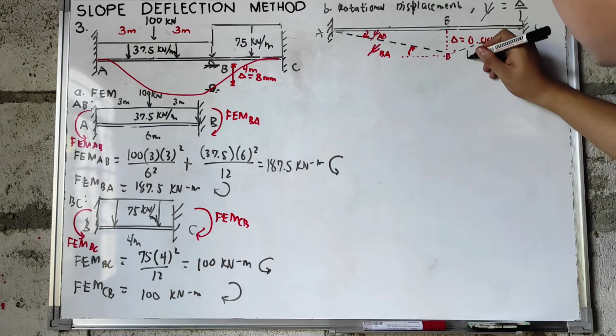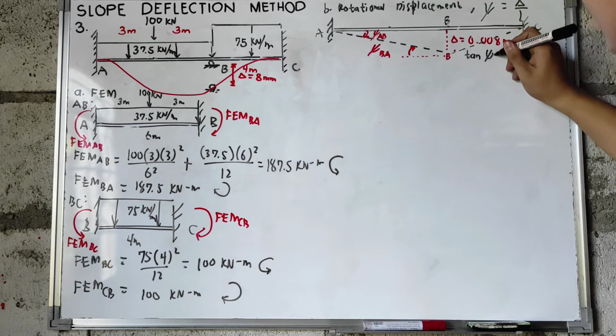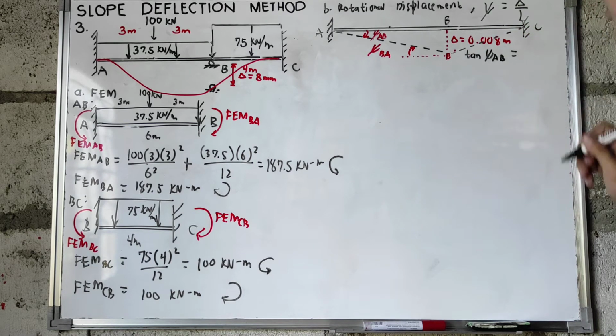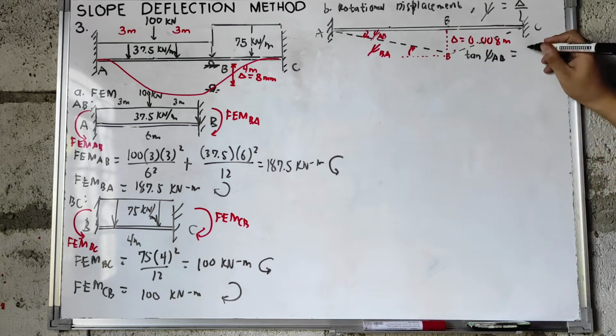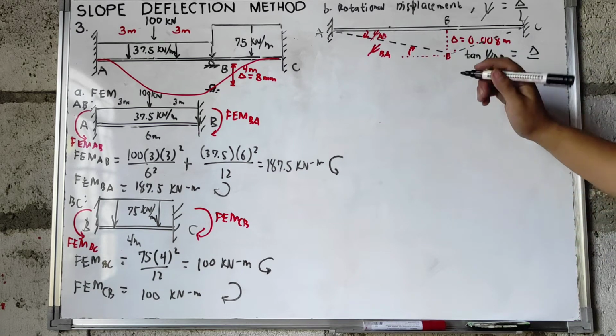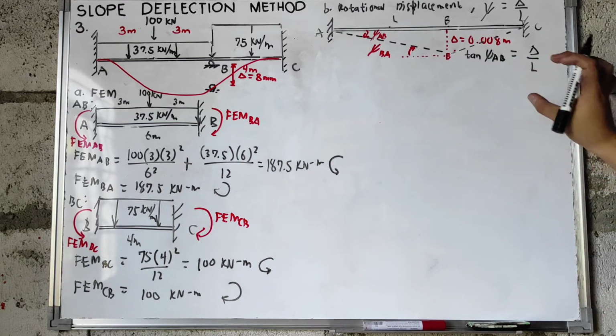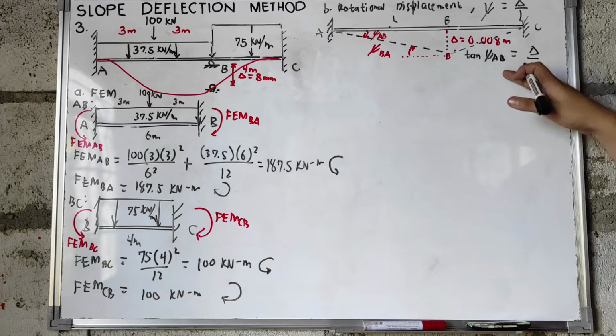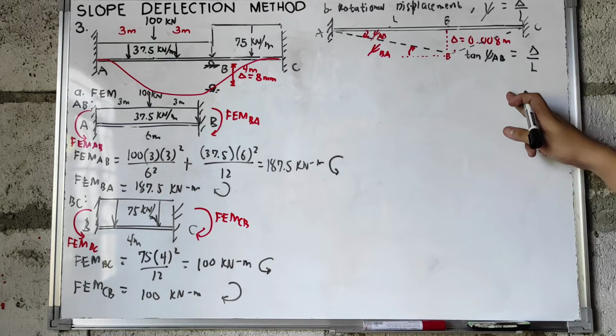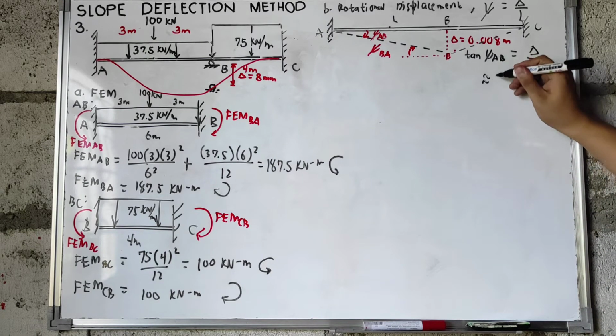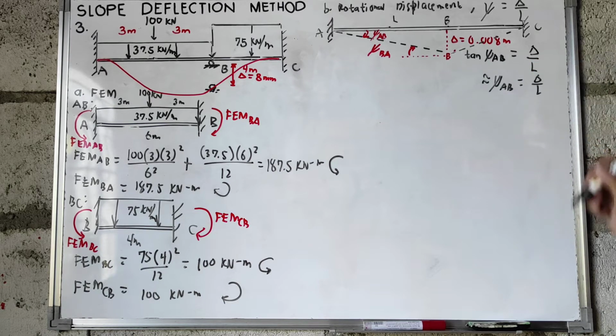So for this one, kaya na-calculate yan kasi nga, we have a value para makuha natin yung value ng tangent. Tangent psi AB is equals to opposite. So that is delta all over yung L natin dito. So, opposite over yung length natin. Since sobrang liit lang ng psi AB natin, yung tendency, in-approximately equal na lang siya sa psi AB is equals to delta over L.